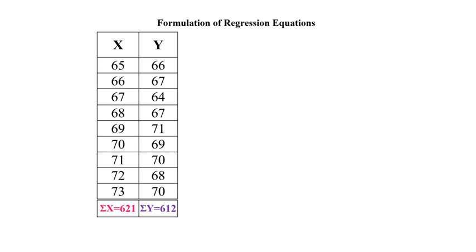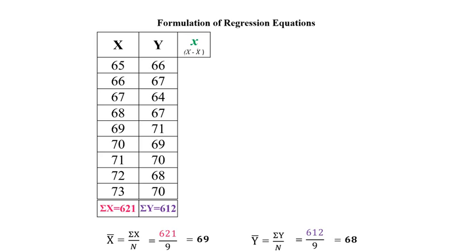Summation x and summation y, 621 and 612. X bar equals sigma x by n, 621 divided by 9 variables, equals 69. Similarly, find out y bar, summation y divided by 9, equals 612 divided by 9, which gives you 68.